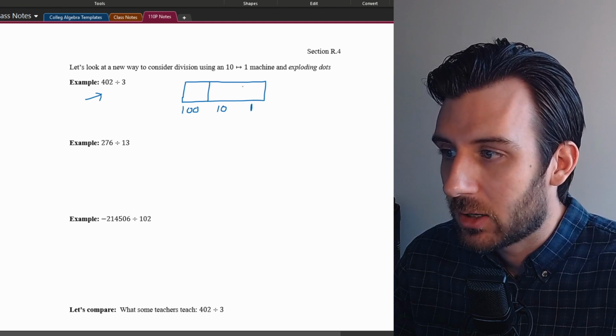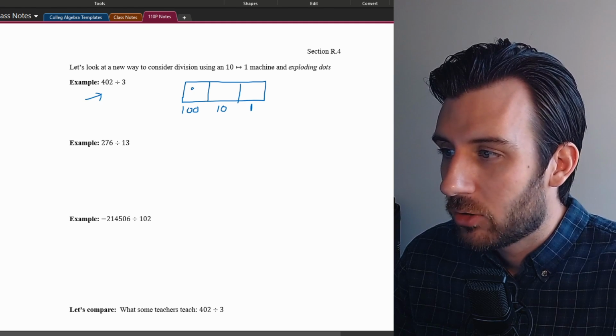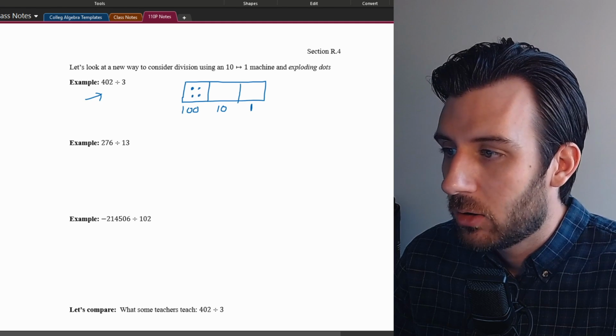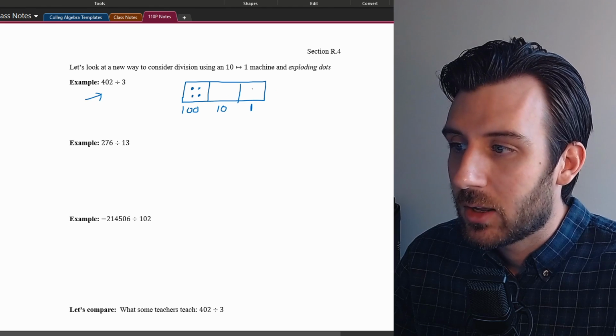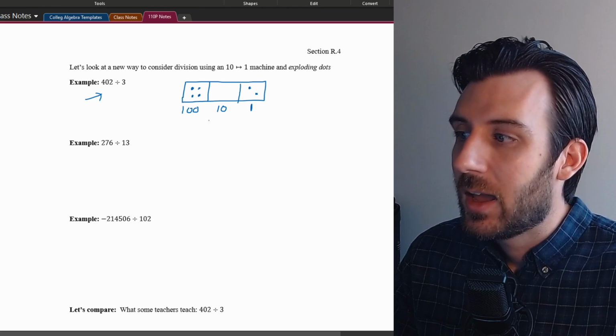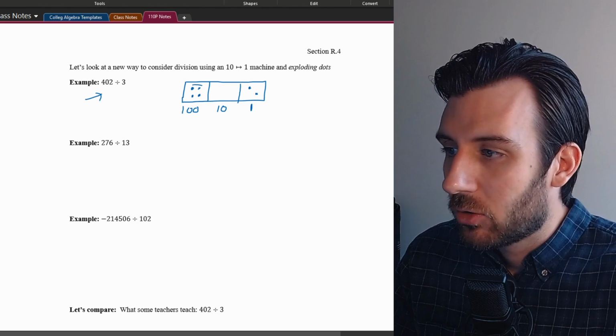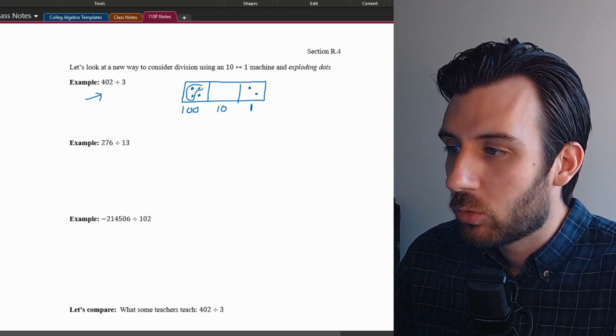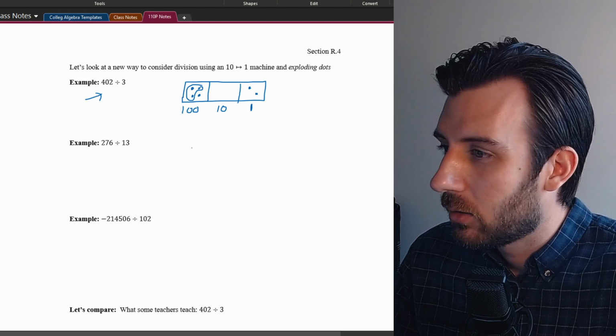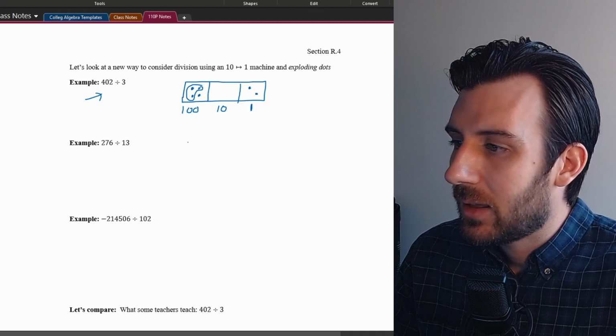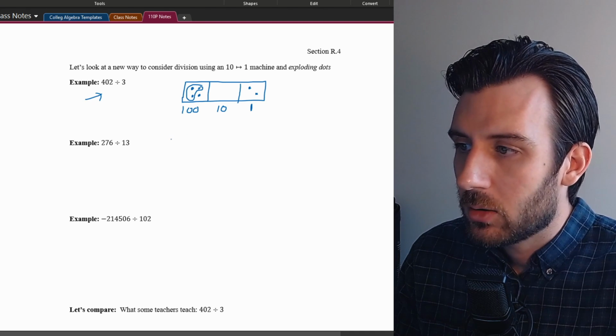So I can go ahead and explain it like this. I've got 402, so it's 4 hundreds, 4 dots in my 100's. I have nothing in my 10's, and I have 2 dots in my 1's. And I want to divide this into groups of 3. Well, no problem. I can see that there's a group of 3 right here, quite visually. So that's 1 group of 3.